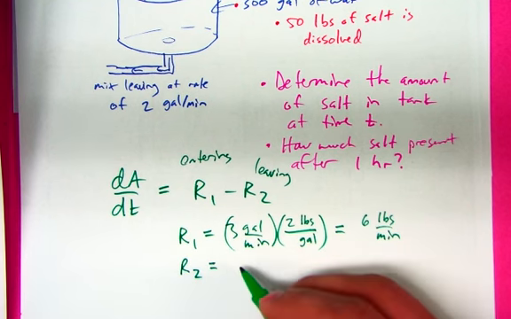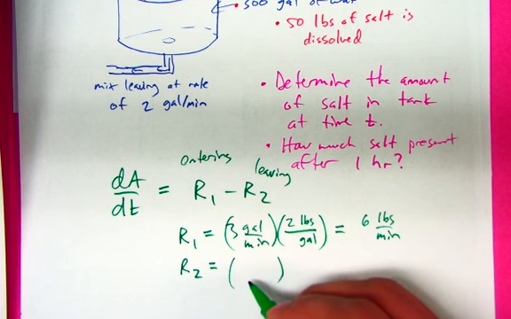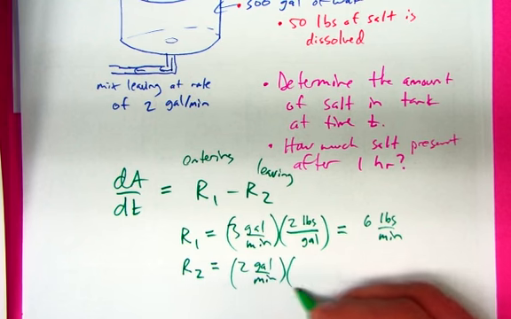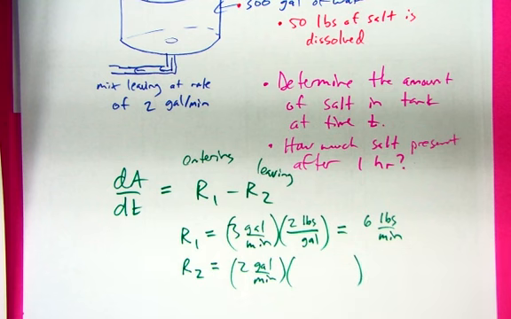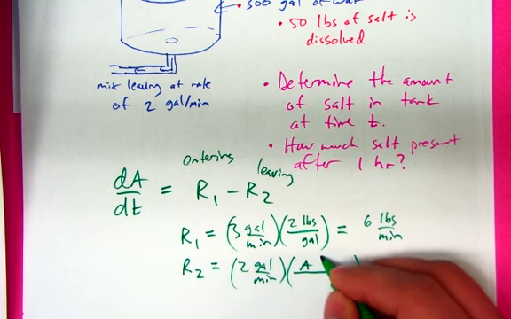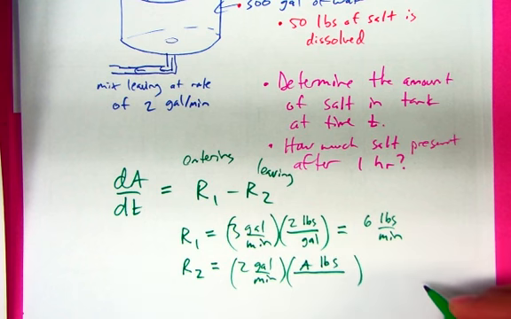Rate 2 is leaving at 2 gallons a minute. And the concentration of salt leaving, yep, it's whatever A is, divided by the total number of gallons in the tank, which at time t would be.